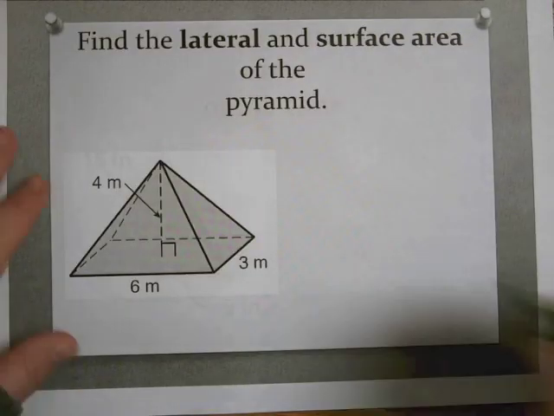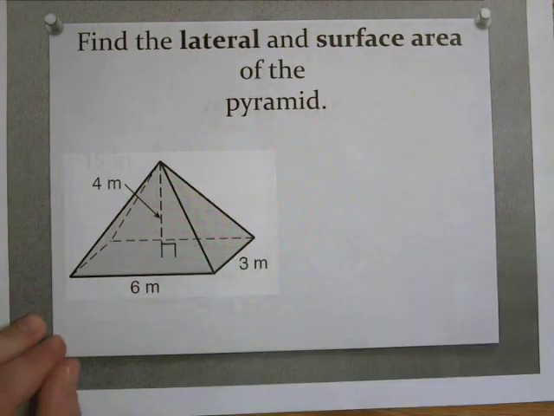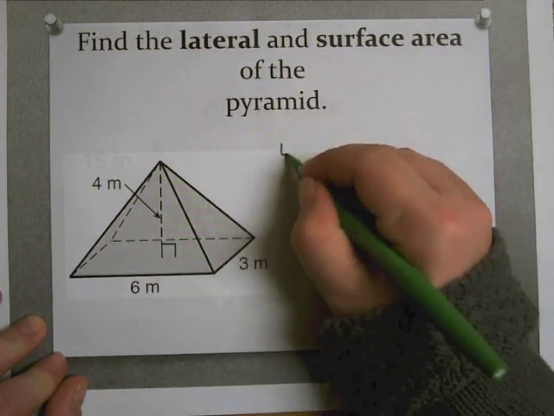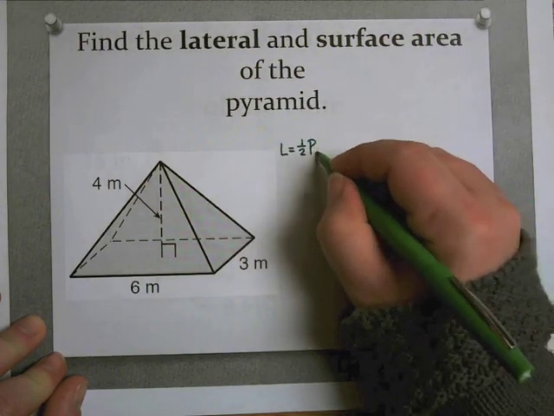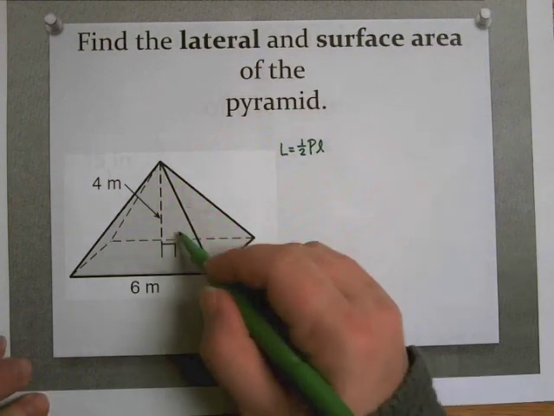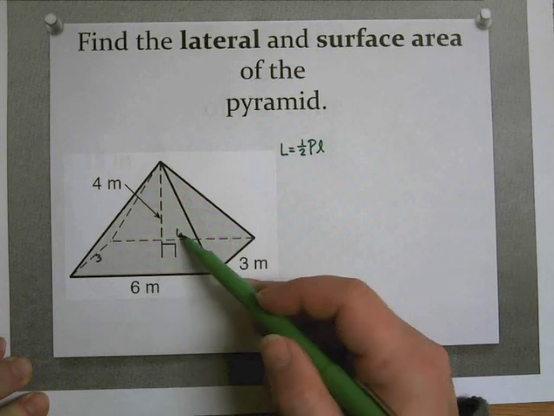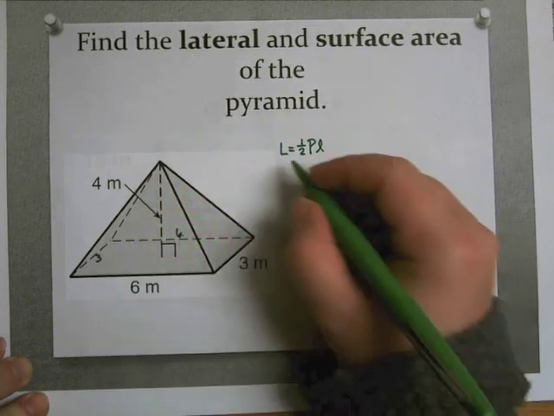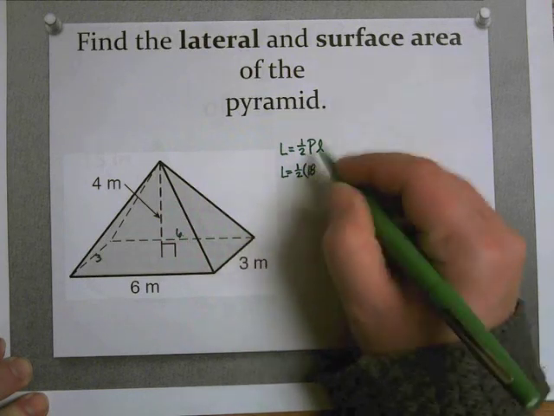Let's start off with our lateral area of a pyramid. Notice it's a rectangle as the base, so it's a rectangular pyramid. Our lateral area is 1/2 the perimeter times the slant height. First off, the perimeter: if this is 6, this is 6, this is 3, this is 3, so we've got 6 plus 6 plus 3 plus 3. Our perimeter is 18.